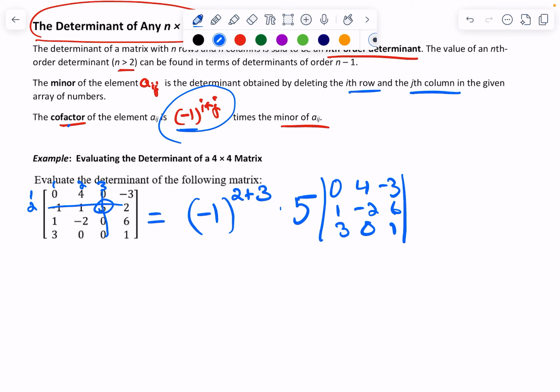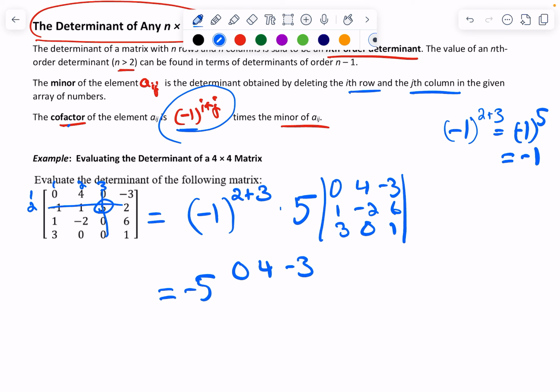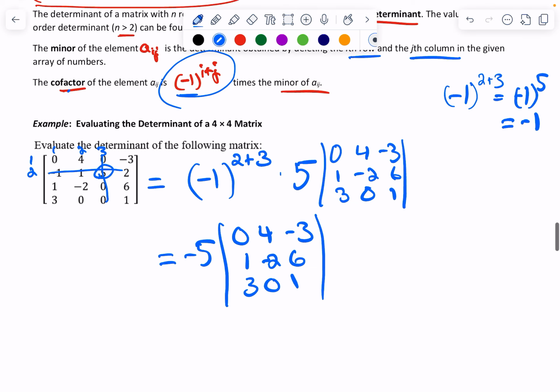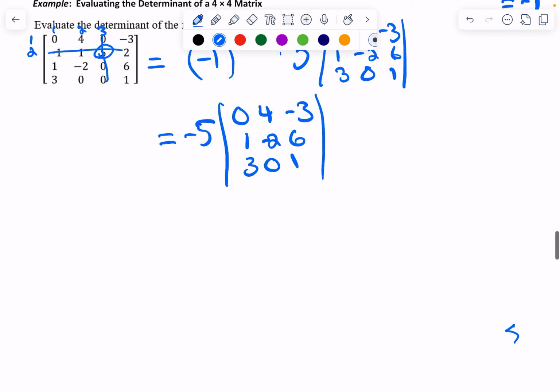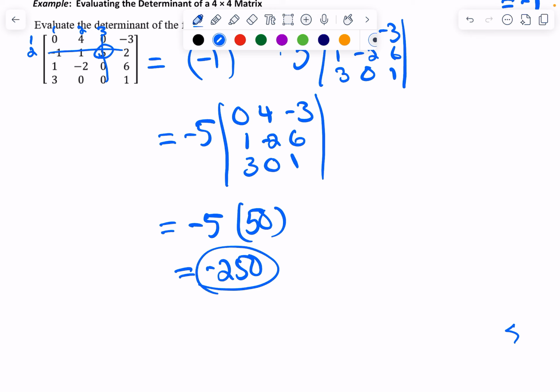Now, I'm going to do the negative 1 to the power of 2 plus 3. This is the same thing as negative 1 to the power of 5, which gives us negative 1. So negative 1 times 5 is going to be negative 5. And then we have our determinant. And now we know what to do. We're going to solve the 3 by 3 determinant just like we've done. And when we solve it, we get negative 5 times 50, which is negative 250. And that would be our answer for this one.